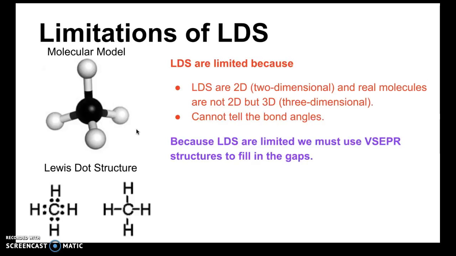So because Lewis dot structures have these limitations, we have to use what's known as VSEPR theory, or valence shell electron pair repulsion theory, to create VSEPR structures. They're used to fill in these gaps by showing the three-dimensional nature of molecules and allowing us to predict the bond angles. And this is an example of what a VSEPR structure would look like.